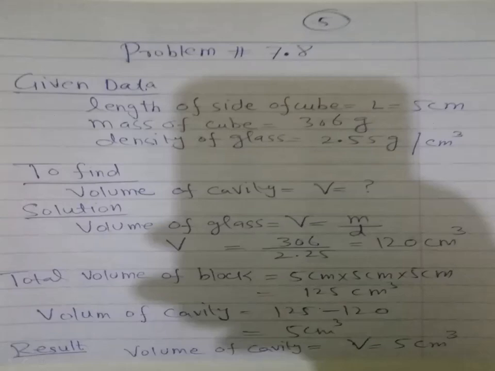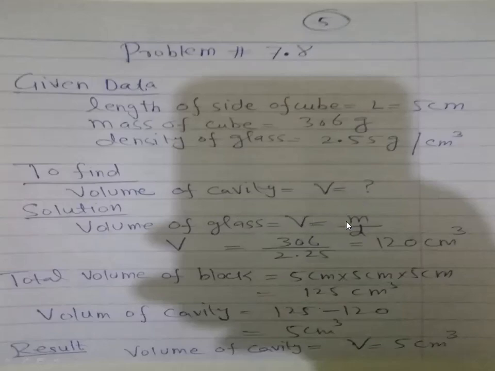What I require is to find the volume of the cavity. The volume of the cavity is noted with V, and you know the formula. I use the same formula: density is equal to mass per unit volume. If you want to find the volume, you will divide mass by density. Same formula, but in this case we want to find the volume, so separate out volume.